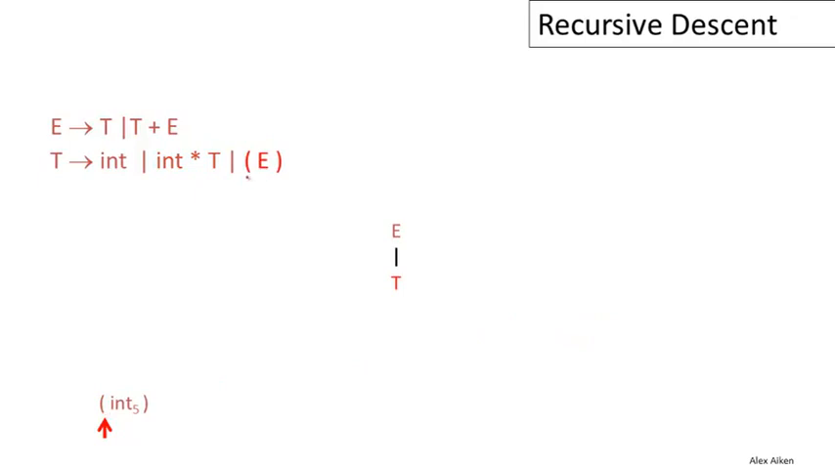There's one more possibility, and that's that T goes to open paren E close paren. So we expand T using that production. And now we can compare the open paren we generated with the open paren in the input, and they match. And so that's good. That means that we might be on the right track. Since they match, anything that we do in the future is going to have to match the rest of the input, and so we'll advance the input pointer.